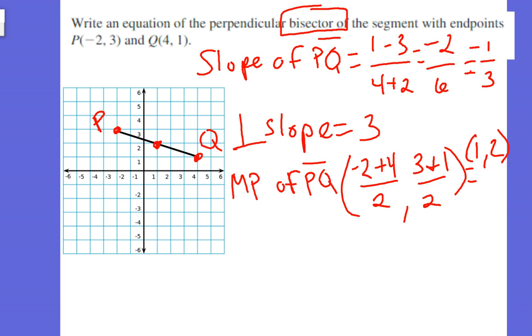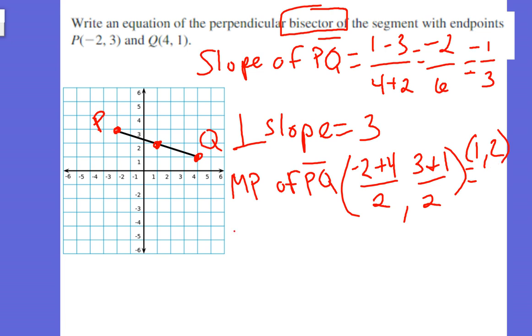All right, so how can we utilize this? Well, again, I want to find the equation. What equation specifically? It is the equation that has this slope, 3, and goes through this point, (1, 2). Perpendicular bisector, right? This will make it perpendicular. This will make it a bisector. So think about what we've done in the past. What do we do when we have the slope and we have a point? Point-slope form, right?